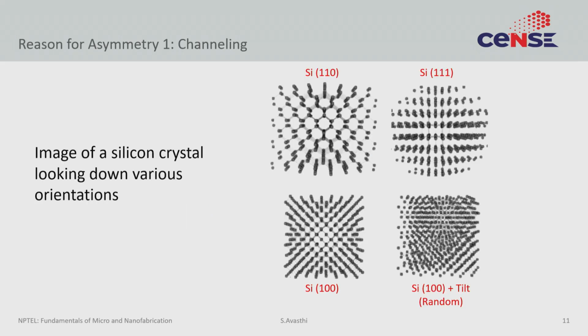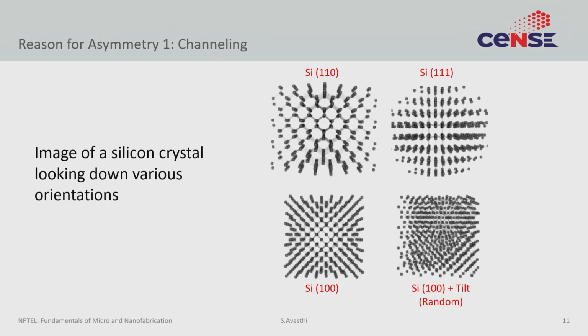So the first important aspect to appreciate in ion implantation is channeling. In order to understand channeling, let us first look at a lattice. What you are looking at is the silicon lattice, but viewed from various angles. Supposing you were to look at the silicon lattice from the 110 direction head on, this is what you would see. You would see hexagons. If you look from the 111 direction, you would start seeing these squares. If you are looking from the 100 direction, you may start seeing these parallelograms.